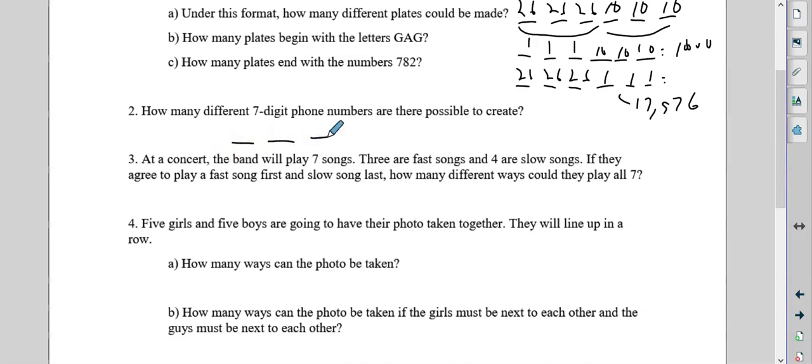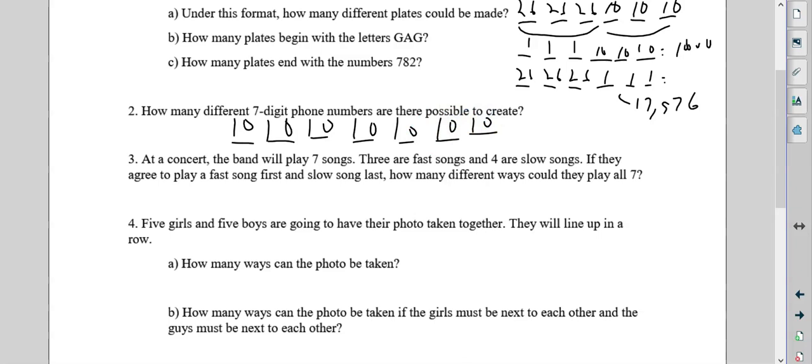But we have our 3, then we have our 4. So there's our 7-digit number. How many different 7-digit numbers are there possible to create? Now, this is just mathematically, not logistically. And it's just 10 times 10 times 10 times 10 times 10 times 10 times 10.